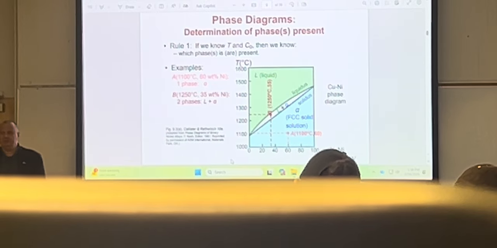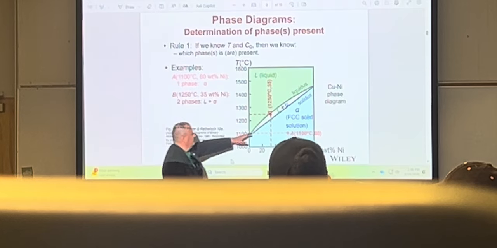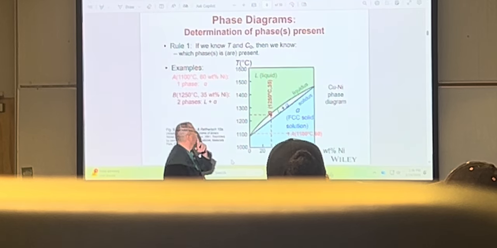And it's following the solidus line or the liquidus line. That's the Latin words for the solidus line. This is the solidus line. This is the liquidus line.